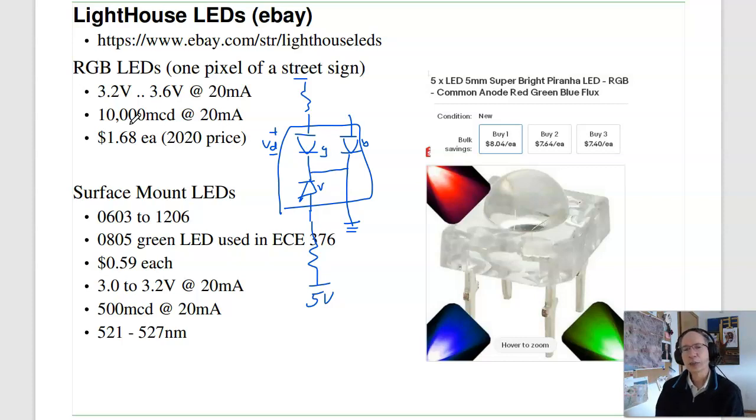The LEDs on your board, they're also from Lighthouse LEDs. Those are 0805 LEDs that I think are about 100 millicandles for comparison. So this is maybe 100 times brighter than the LEDs on your board. You can buy surface mount LEDs. The ones we use in ECE 376 are the 0805 green LEDs from Lighthouse LEDs. They're about, again, 3 to 3.2 volt drop across them, 500 millicandles at 20 milliamps, and the wavelength is green. That's the scientific term for color, 521 to 527 nanometer wavelength.